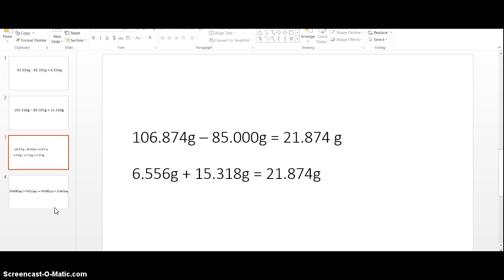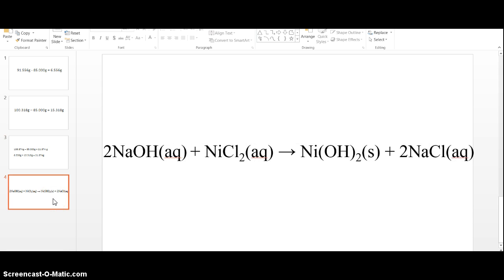This type of reaction is called a double displacement, which means that the ions swap atoms to form new substances. In this case, the hydroxide anion and the chloride anion swap cations to form nickel hydroxide and sodium chloride. This is different from a single displacement reaction in which one element in a compound is replaced by another.